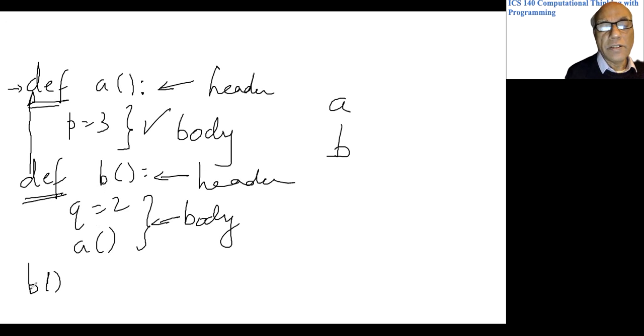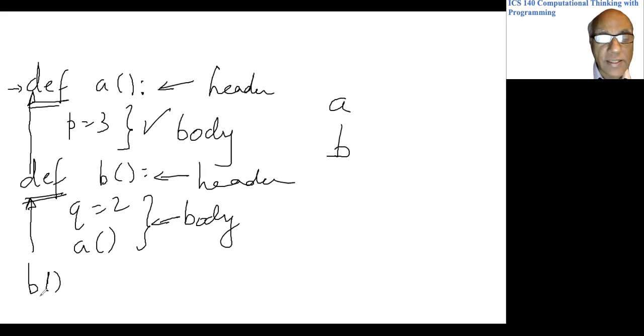Then Python sees the last line here, B with parentheses, and this B is aligned with this D here. So it knows that this is the end of this function. Because if this were indented, it would have become part of the function. But since it is not indented, this is the end of the function B.